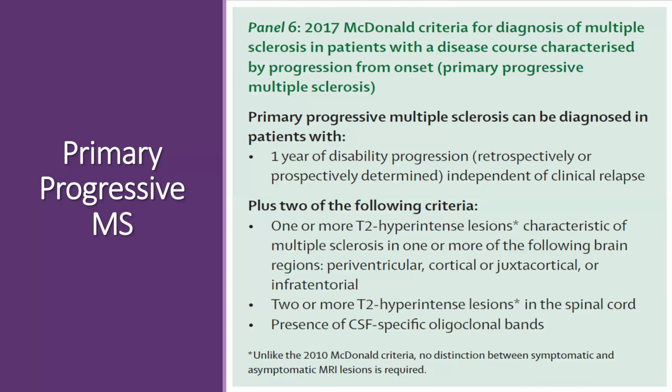What about primary progressive MS? Primary progressive MS is either prospective or retrospective one year of progressing disability, with two of the following criteria: either one or two T2 lesions in any of the periventricular, cortical or juxtacortical, or infratentorial areas, not including the spinal cord in this part, or two or more T2 hyperintense lesions in the spinal cord, or the presence of CSF oligoclonal bands.